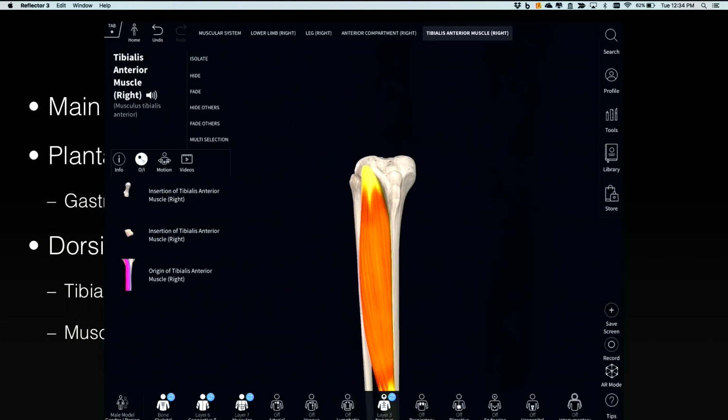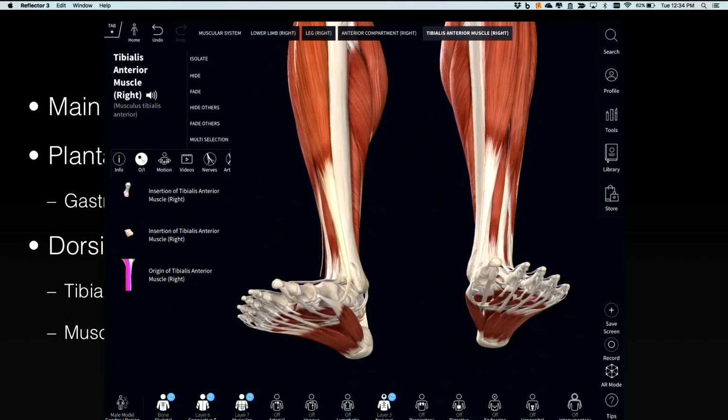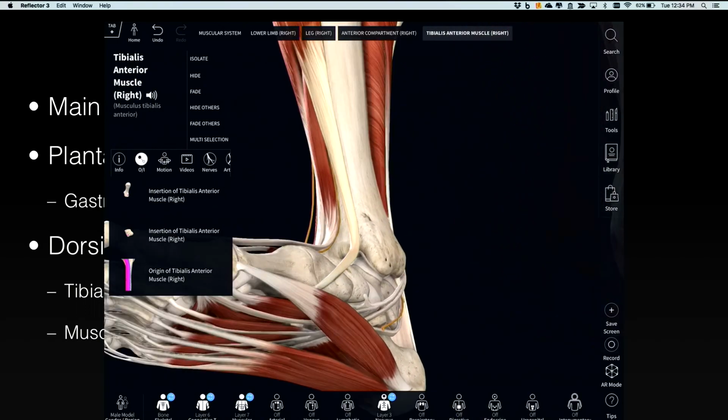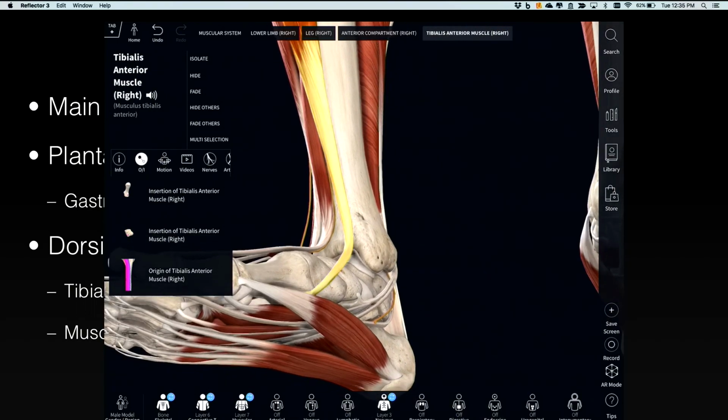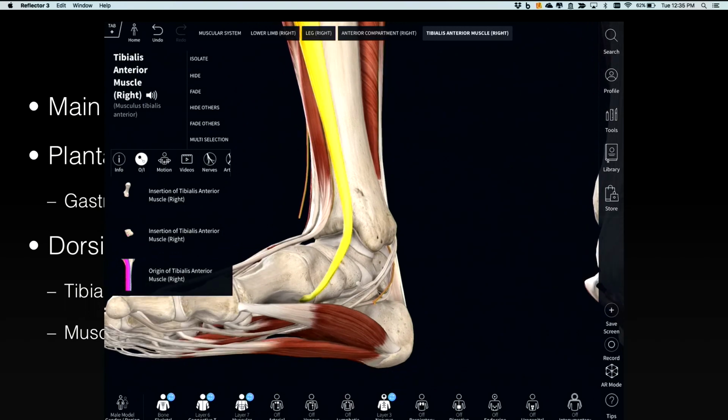You can see it better shown here. Wrapping around the inside of the foot and the insertion just on the base of the first metatarsal. So this is going to dorsiflex the foot, primary action, and let's leave it at that. That's the primary and the only action. There's a secondary action, but we're not going to go into depth. I don't want to confuse you.